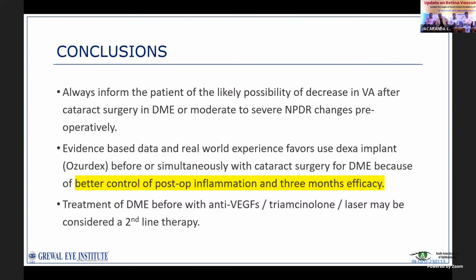So treatment of DME before or simultaneously with anti-VEGF or laser may be considered second-line therapy. This is because of whatever the real-world evidence at this time is.